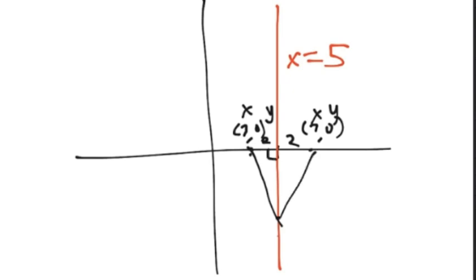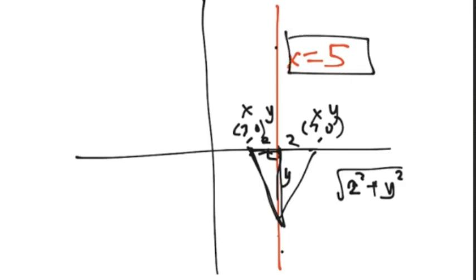So if we connect it into a triangle, or just the distances, and we decide to use the Pythagorean theorem, they both share 2 as their base, and they both have the same height, which is y. And so if you use the Pythagorean theorem, they're both going to have the third side of the square root of 2 squared plus y squared. And that's what it would be for every single point on this line, because they share the same point here, and they both have base lengths of 2. So the configuration of all of these points would be the line x equals 5.